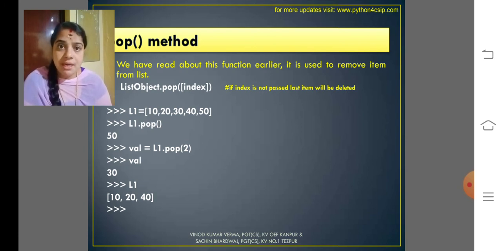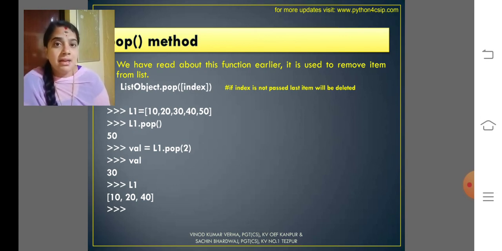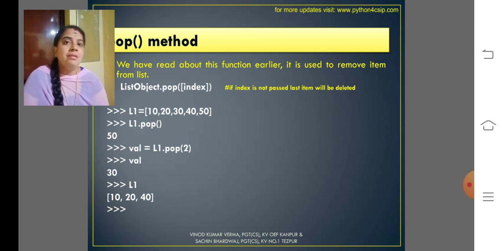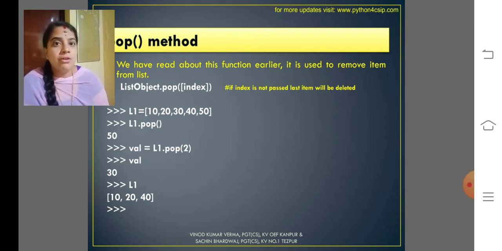So my dear children, the pop function is used for deleting the last element. If you are passing any argument to the pop, that is the index, the indexed element will be deleted. In both cases, the pop will return the deleted element, so that you can show the user which element is deleted.